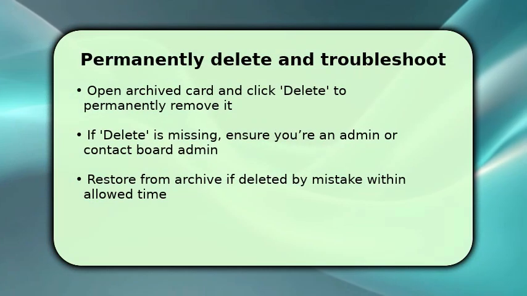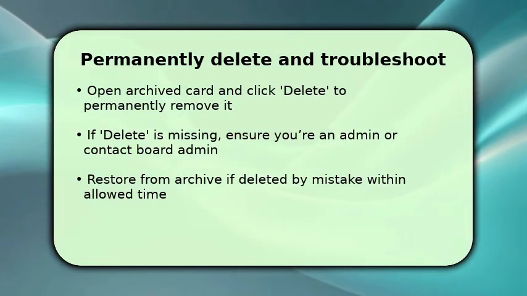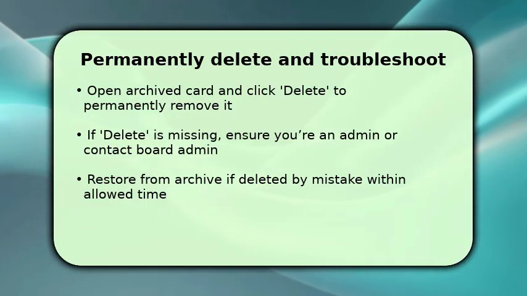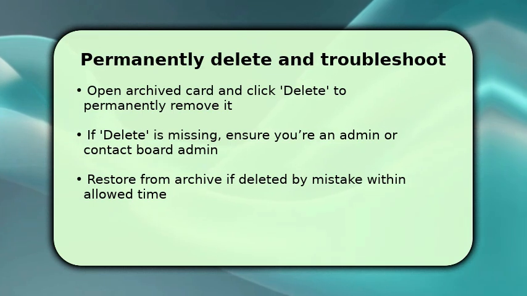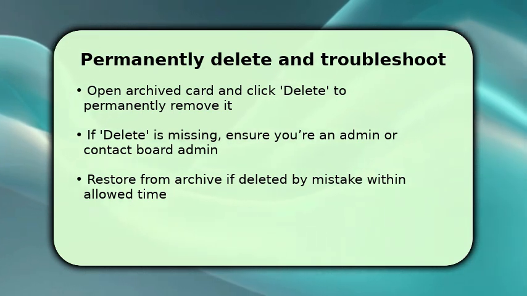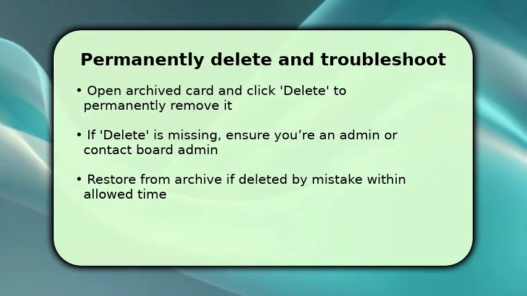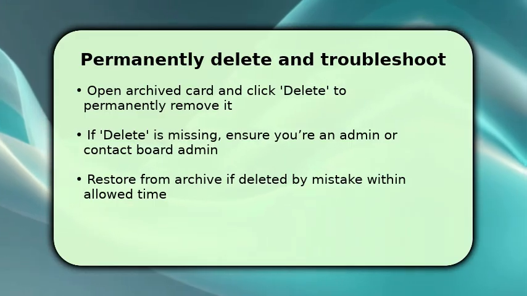You finish by opening the archived card and selecting Delete. Trello will prompt for confirmation because this is permanent. Confirm only if you're sure, otherwise restore from archive. If Delete isn't available, make sure you have admin privileges or ask an admin to perform it for you.